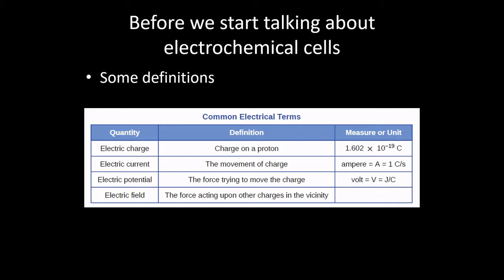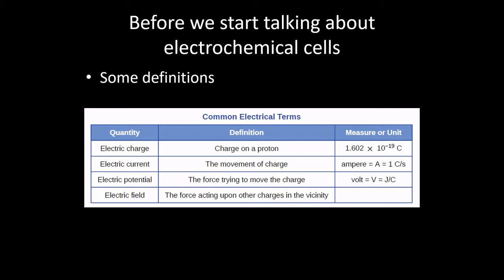But more so than the other things defined here, we are interested in electrical current and electrical potential. So current is the movement of charge, and it is measured in amps or amperes. Usually you just say amps because it's shorter. And then electrical potential is the force trying to move the charge. So it's the thing that's pushing the electrons as they move through the wire. So current is the actual movement of the charge. Potential is the thing that is pushing it. It essentially determines how much energy the charge has as it moves.